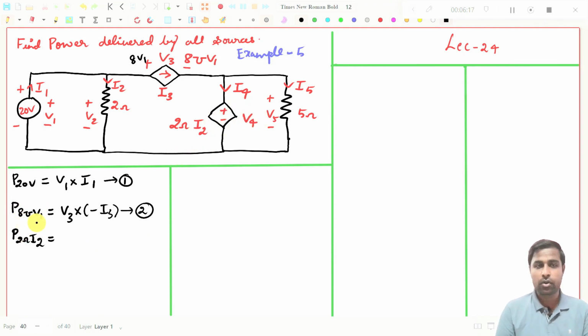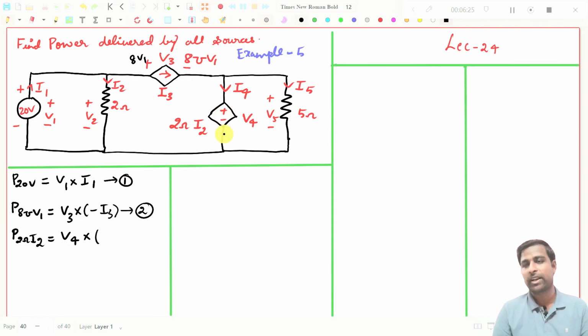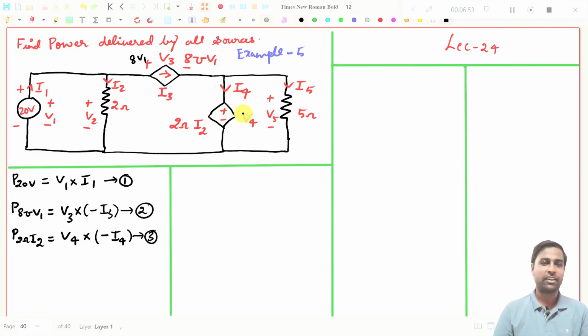That is nothing but V4. We can directly write this is V4 into, you see again, current I4 is traveling from plus to minus in this source. So what you have to do here? Obviously you have to put minus I4, which means don't travel like this, travel like this. So if it is traveling from minus to plus, then it should be power delivered, right? So while writing the expression itself, you have to be very clear in the power delivery expressions, right?